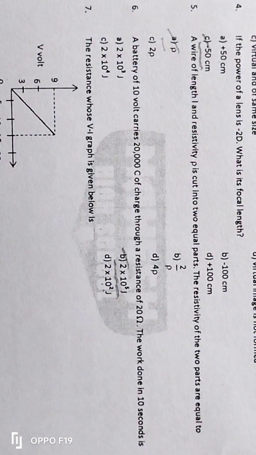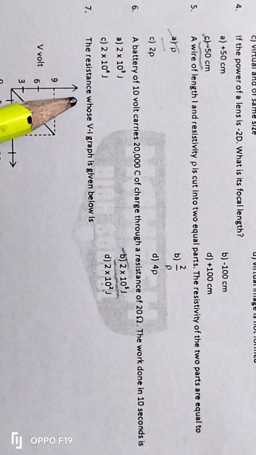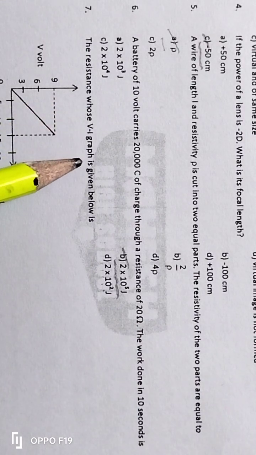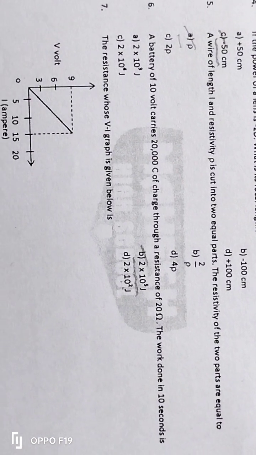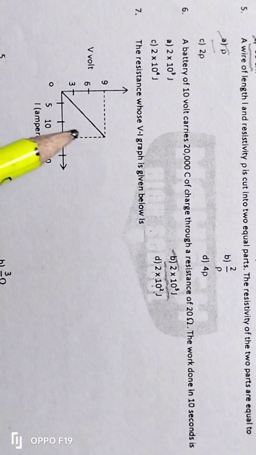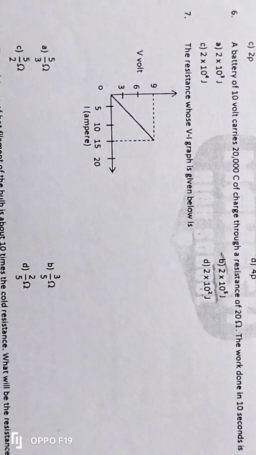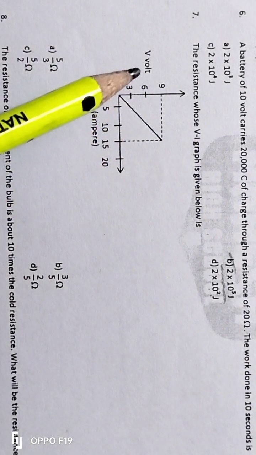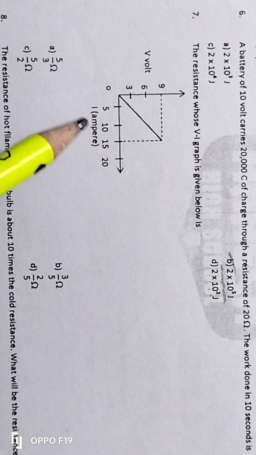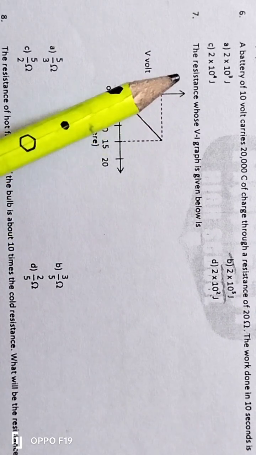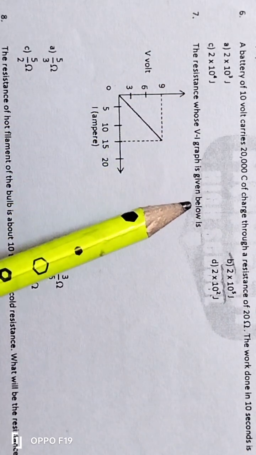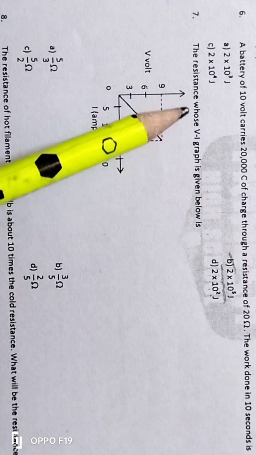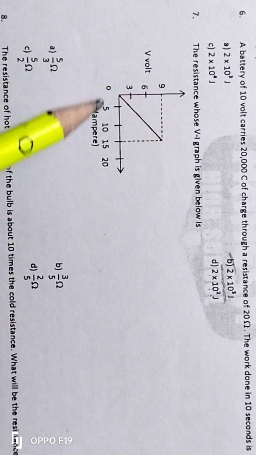Now let us move to the seventh question. The resistance whose VI graph is given below is. So this is the VI graph, that is verification for Ohm's law. Voltage versus current is given. He has asked for the resistance whose VI graph is given below. For this one we have to calculate the resistance.